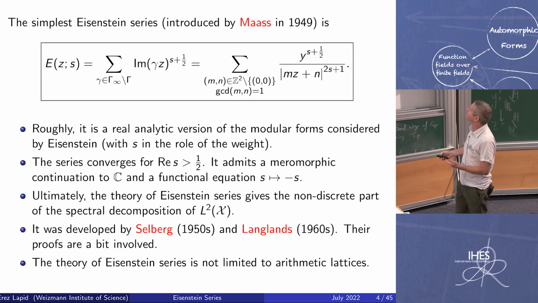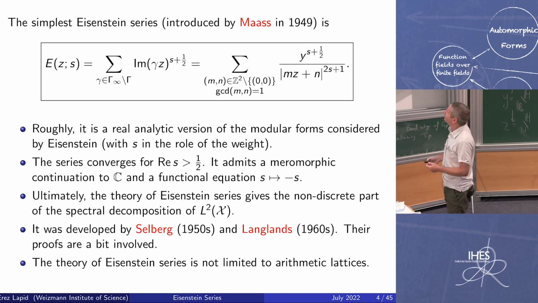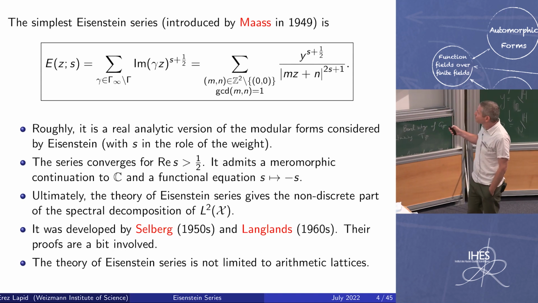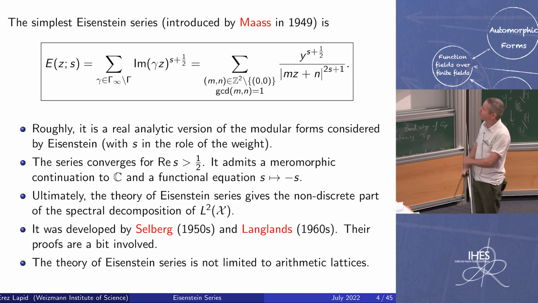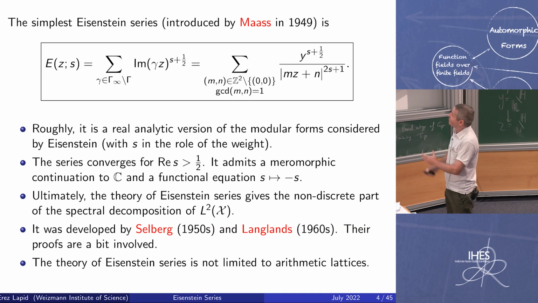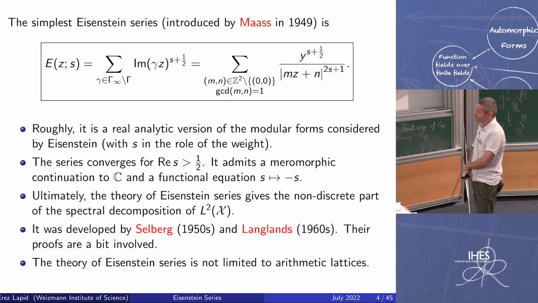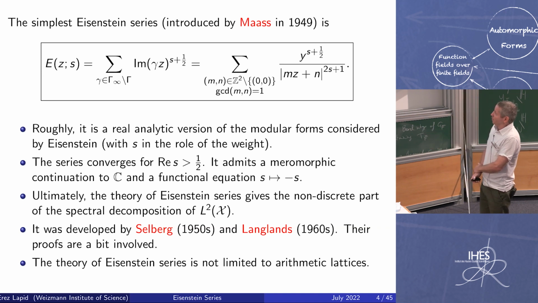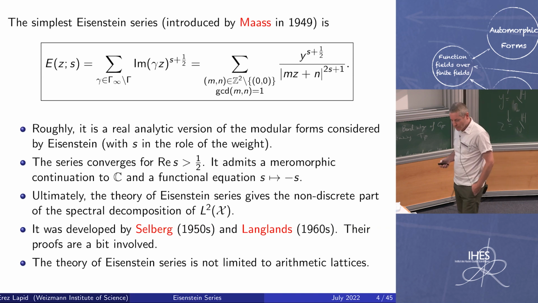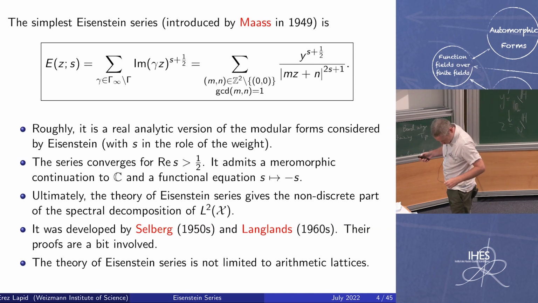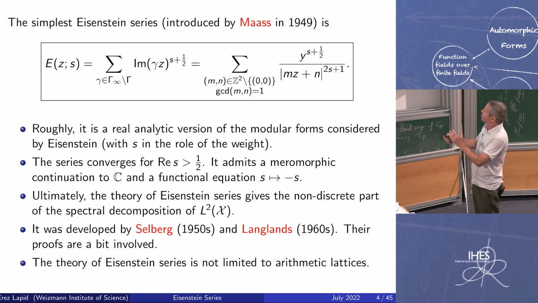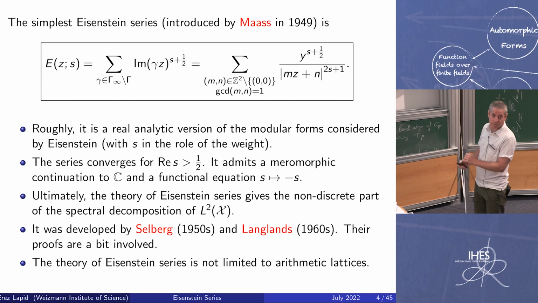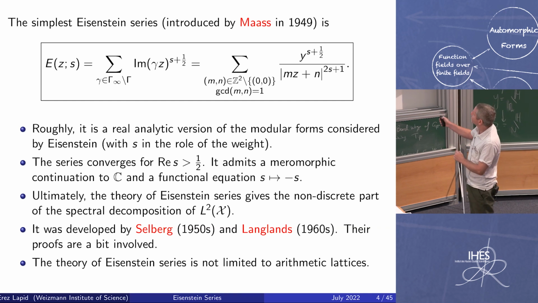And that's what Maass did way back in the 40s. So he considered this sum of the imaginary part of gamma z, gamma acting by Möbius transformation, to the power s plus half. It's always convenient to normalize it this way, over the coset space gamma mod gamma infinity, which you can identify with primitive lattice elements in Z2. And you get this expression.